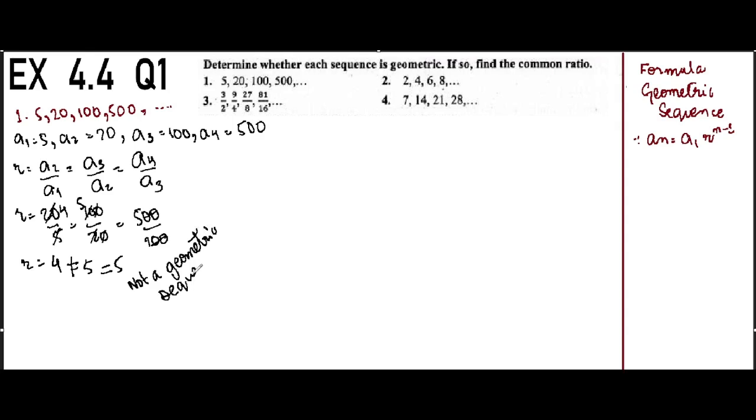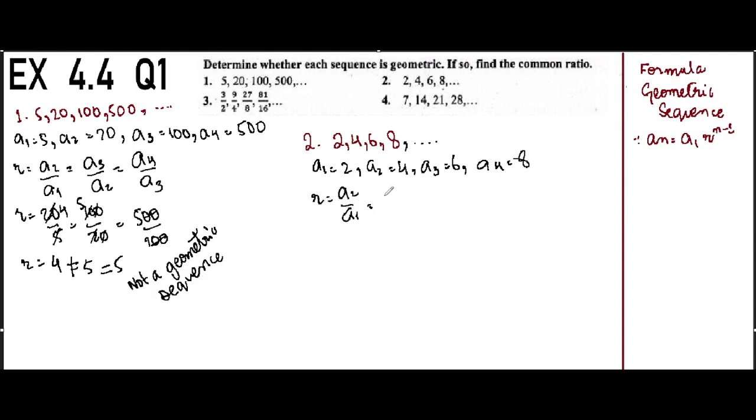Okay, now we are going to do question number 2, which is 2, 4, 6, 8. Now we are again going to find a1 is equal to 2, a2 is equal to 4, a3 is equal to 6, a4 is equal to 8. Now r is equal to a2 by a1, is equal to a3 by a2, is equal to a4 by a3.